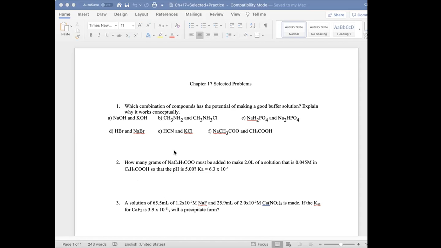Okay. What about HCN and KCl? HCN, I believe that's also, well, I'm not sure about that, but I know KCl is a salt. That's just a salt. There's nothing that forms a salt version of HCN. So even if you didn't know if HCN was a strong or weak acid or base, that won't work because it's not a salt of it.